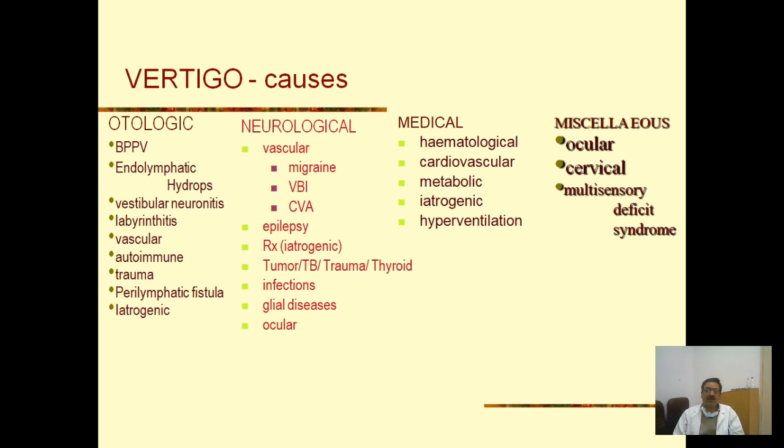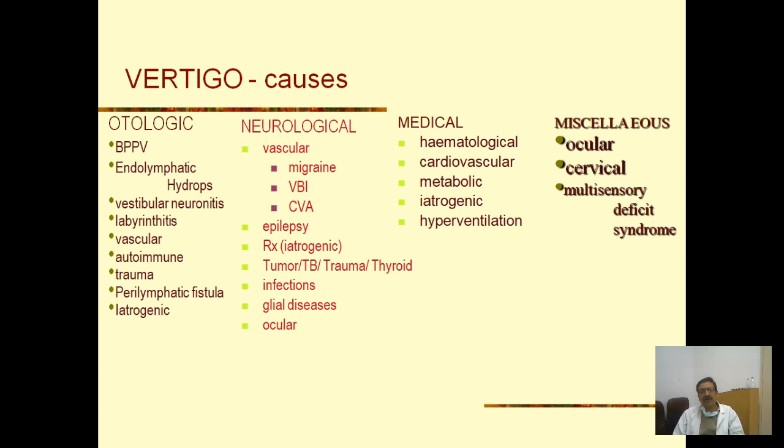The neurological causes, the ones that you really need to worry about, are the vascular causes, which is usually migraine. Migraine can cause vertigo, but often it is also vertebrobasilar insufficiency, which may present either as a transient ischemic attack or as cerebrovascular accident, that is a stroke. It can be because of epilepsy, it can be because of medicines, it can be for a lot of other reasons. Then there are the medical causes.